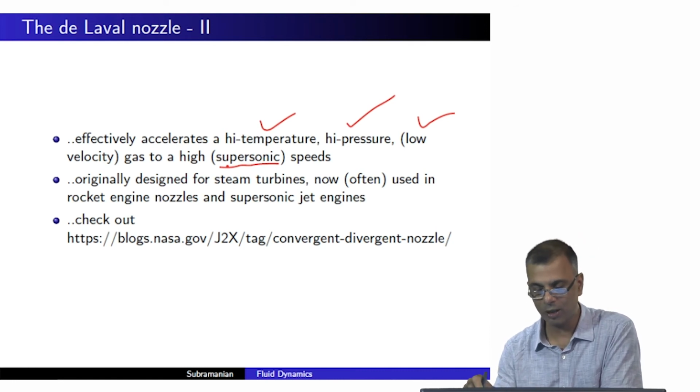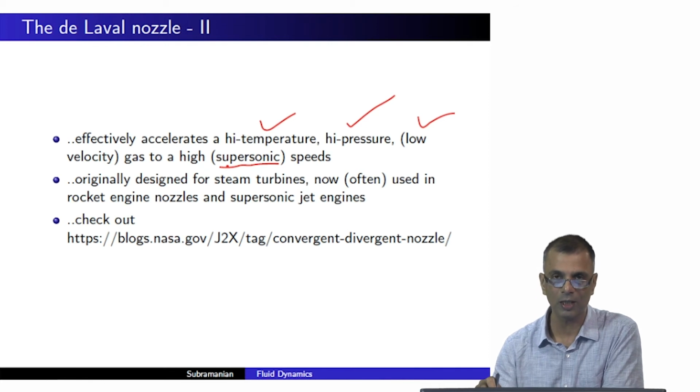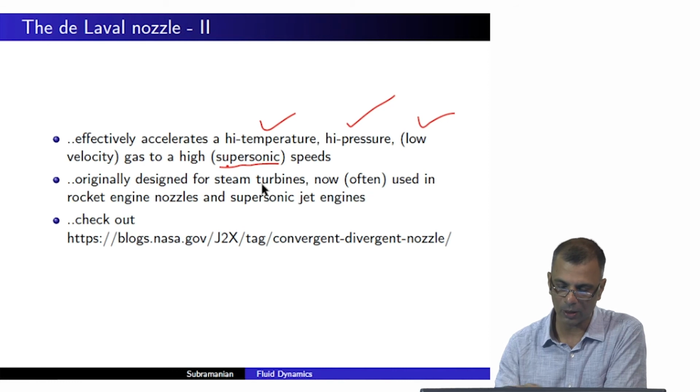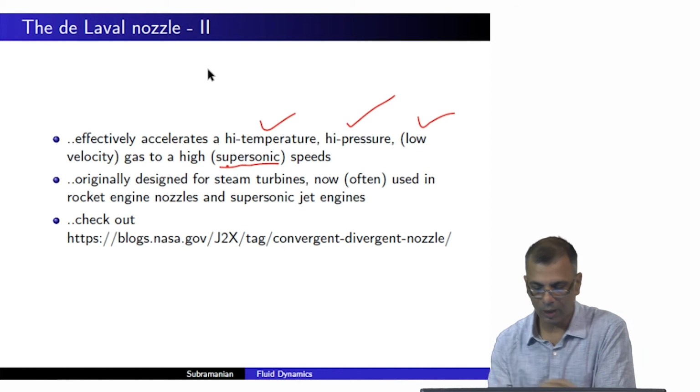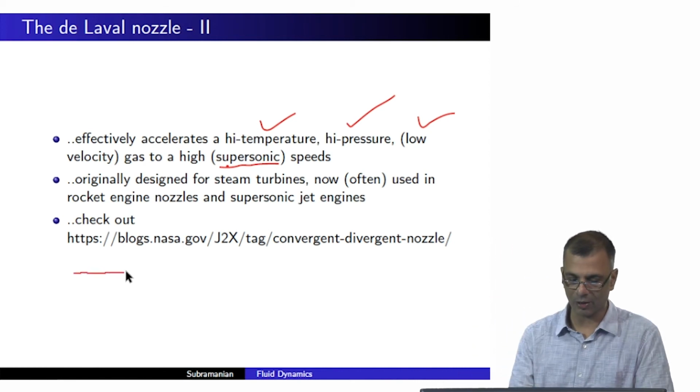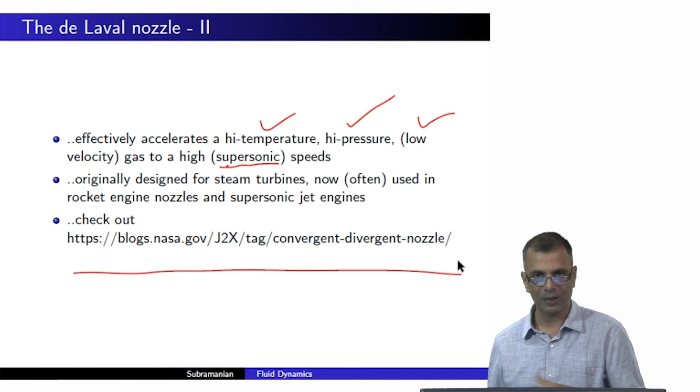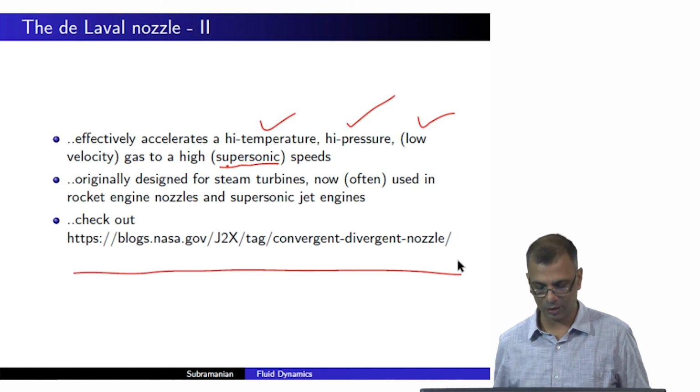Unfortunately, I don't know how many of you would have heard about supersonic jet engines. Long ago in the 80s, was it? Yeah, the Concorde was a very hot thing, and these were planes that could cross the sonic barrier and become supersonic. For various reasons, they fell out of favor, and those would be one situation where something like the Laval nozzle would be used. Okay, and I urge you to check out this URL. It's very interesting. Much of what we've discussed here is discussed there.